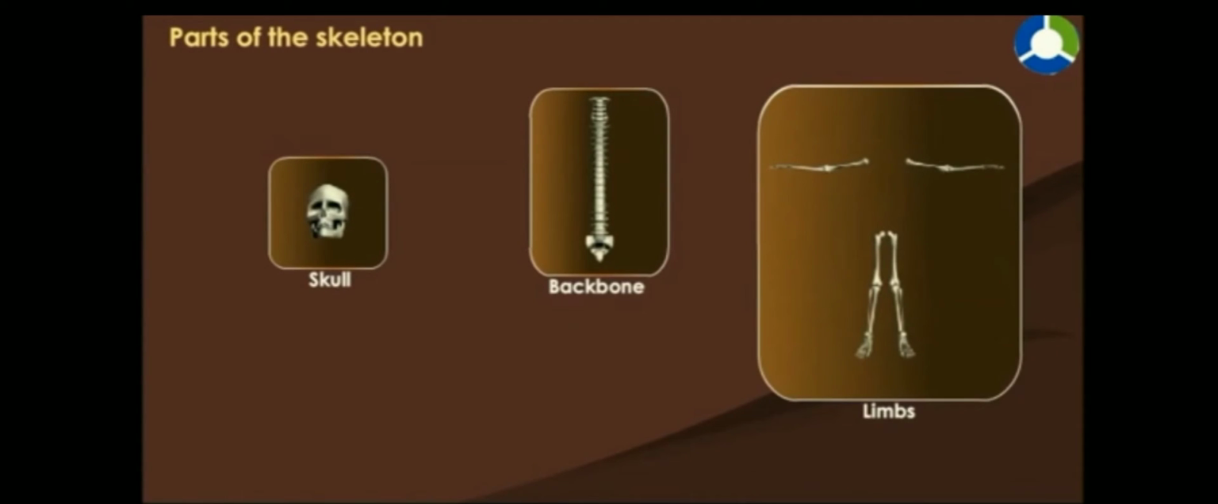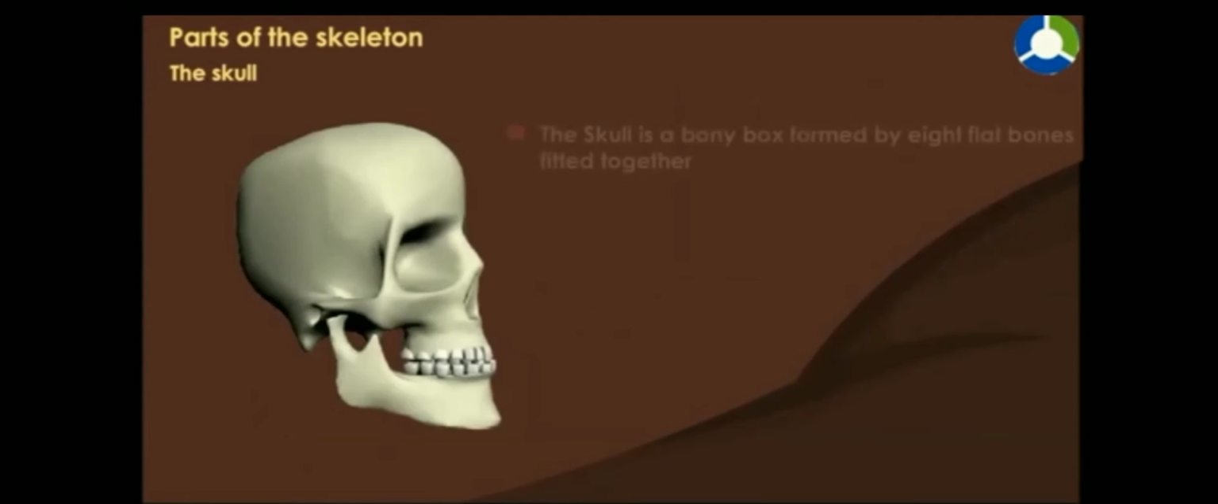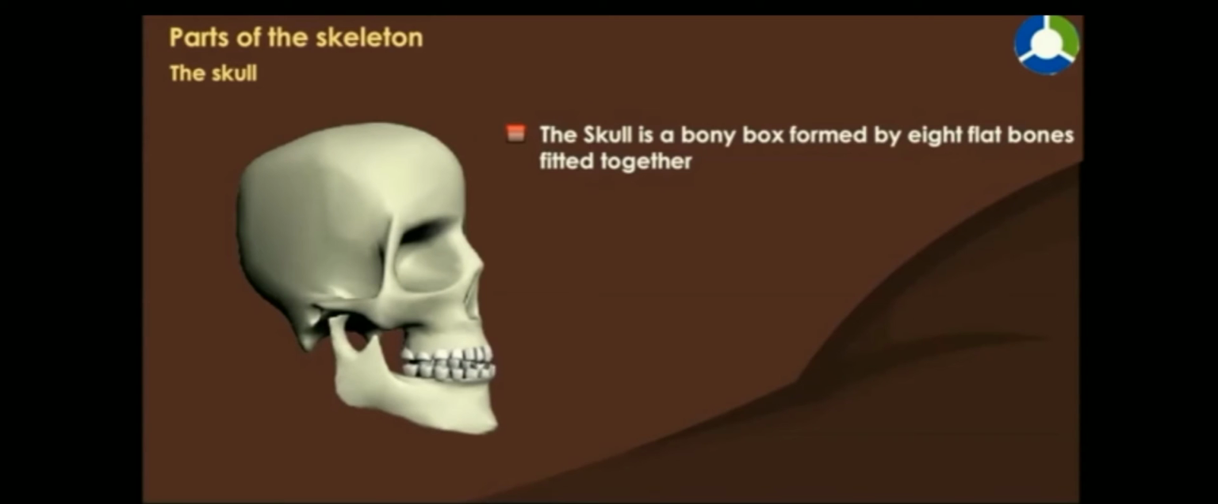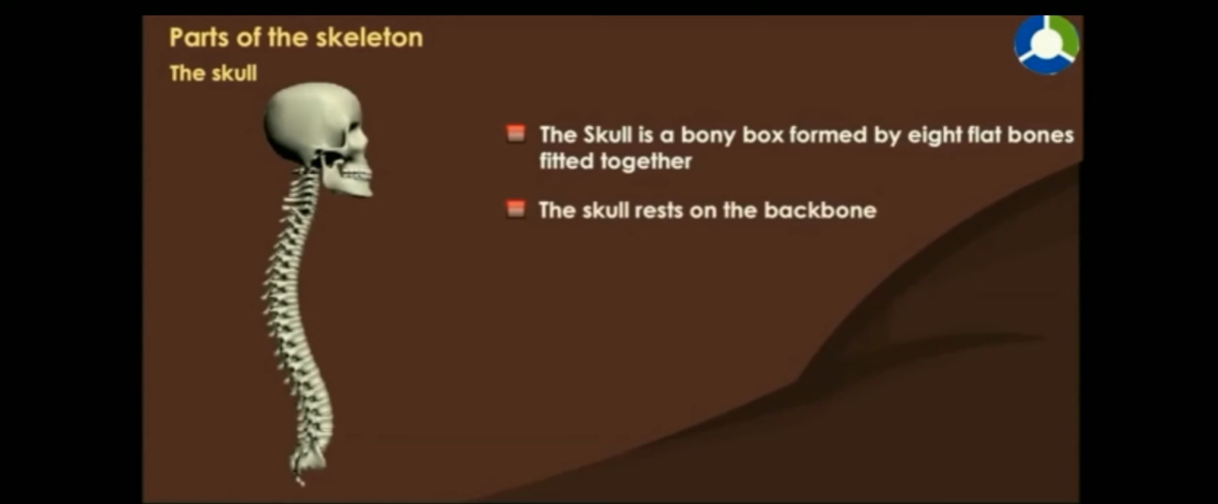Parts of the skeleton. Our skeleton has the skull, backbone, limbs, girdles and rib cage. The skull is a box-like structure which has 8 flat bones in the upper part and 14 bones in the face part. So it has a total of 22 bones. The skull rests on the backbone.